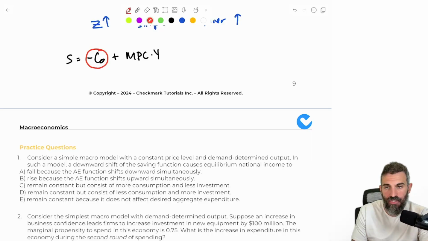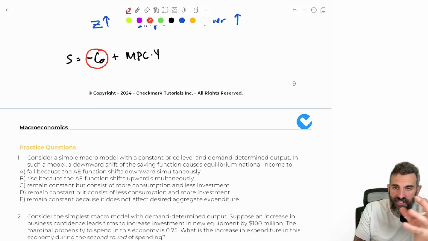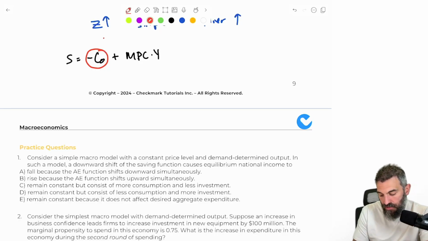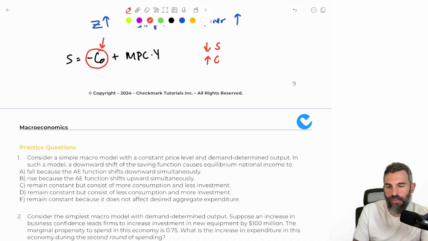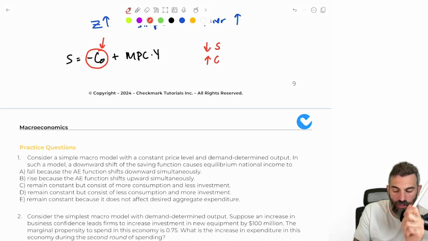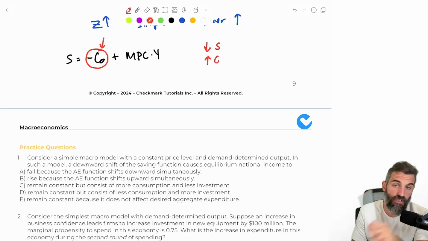So essentially, you are consuming more autonomously. Your autonomous consumption is increasing and therefore decreasing the intercept of the savings function. So what would happen there? Okay, so if you have a downward shift in your savings, you would have an upward shift in your consumption. Connect those dots for a second. Remember what we talked about already. If you're saving less, it's because you're consuming more.